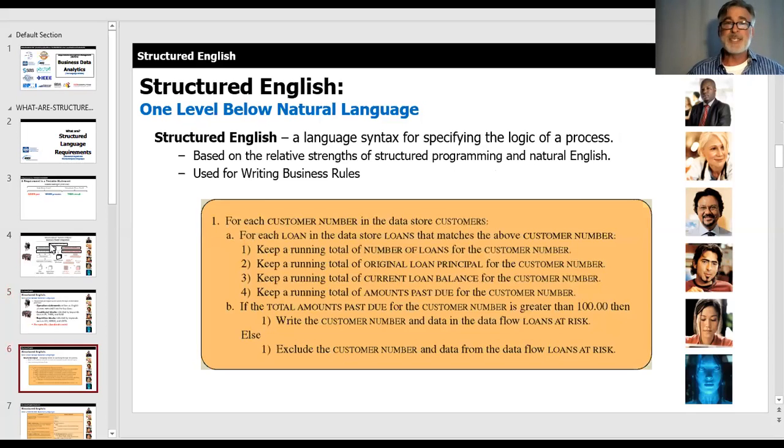It's a language syntax. I know many of you are familiar with it because a lot of us write requirements this way. Here's just an example for a business rule. For each customer number in the data store customers, for each loan in the data store loans that match the customer number, and then it has a whole list of rules. Keep a running total, keep a running total, keep a running total, and if the total amount past due, et cetera, et cetera. So this is pretty standard operating procedure.